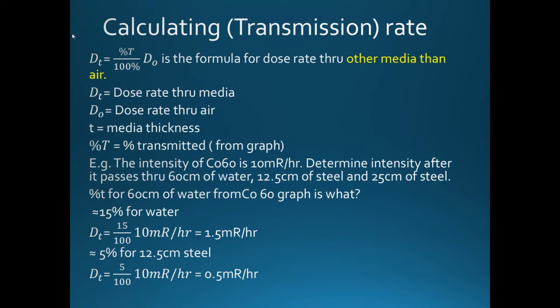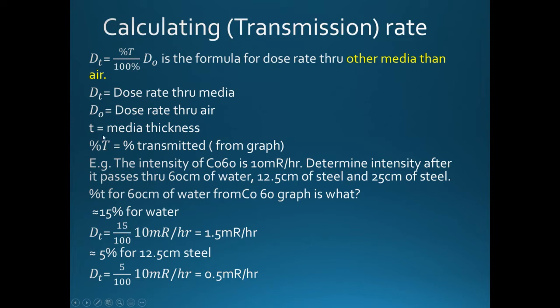So again, DT is the dose rate through the media. D0 is the dose rate through air. T is the media thickness, the little guy down there. Where is that? I think this formula might be messed up a little bit.